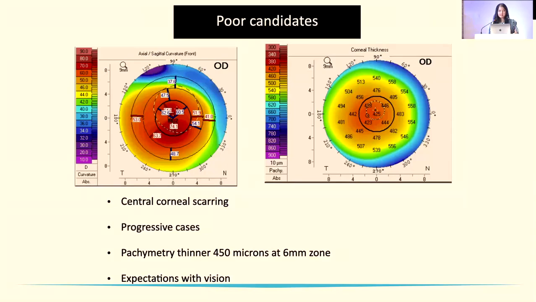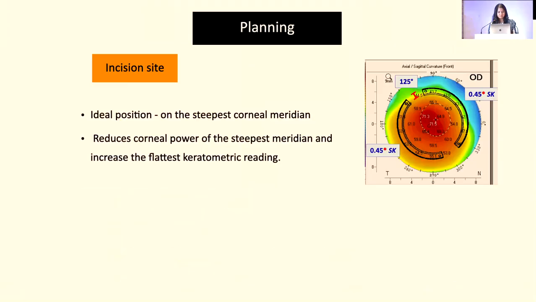Poor candidates for placing ICRS are those with central corneal scarring, cases that are still progressing, where you are still unsure about what the astigmatism and the axis is going to be, and pachymetry less than 450, like I just mentioned. And of course, we have to set realistic expectations with the vision, because this is just going to improve the visual quality and reduce the astigmatism, but it is not akin to a refractive surgery where the patient is going to get rid of the glasses. The cornea gets regularized because the patient is contact lens intolerant, so he can at least get some vision with glasses.